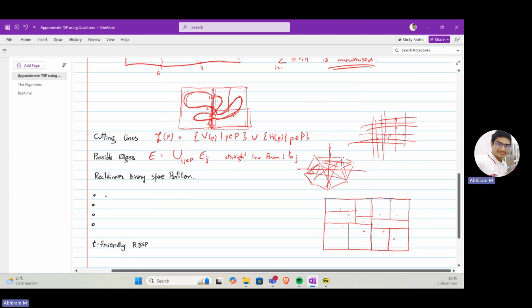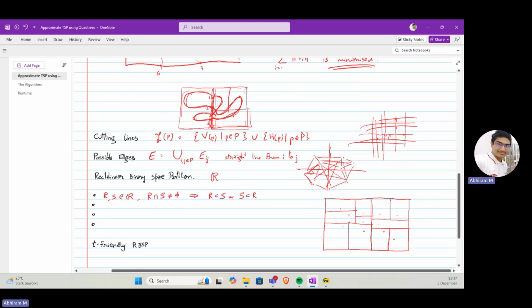So we can define a rectangular binary space partition as a family of rectangles, right? Let's call it script R. It's going to be a family of rectangles script R, such that if I have two rectangles R, S in script R whose intersection is non-empty, then either R is a subset of S or S is a subset of R.